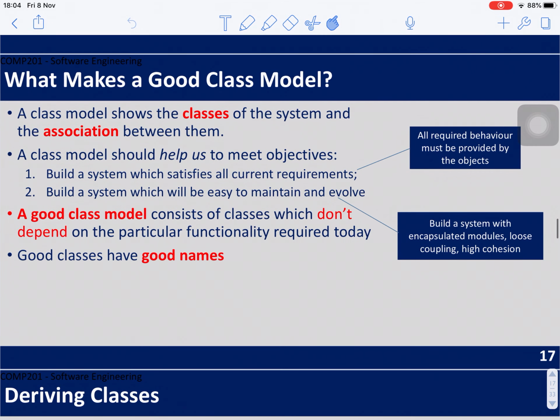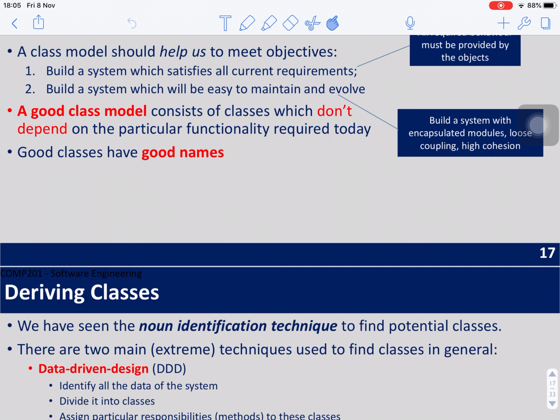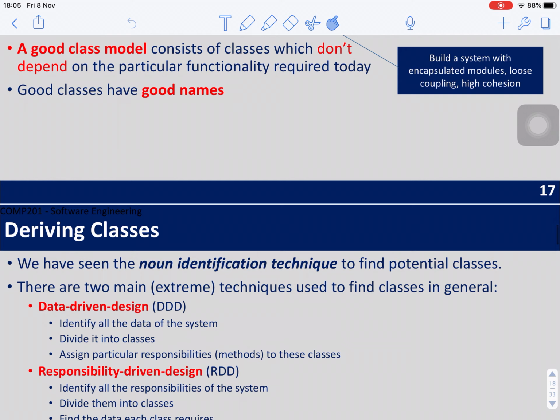We're going to talk about a good class model, where a class model shows the classes of a system and the associations between them. A class model should help us meet the objective to build a system which satisfies all the current requirements and which will be easily maintained and evolve. A good class model consists of classes which don't depend on particular functionality required today. And good classes have good names, definitely.